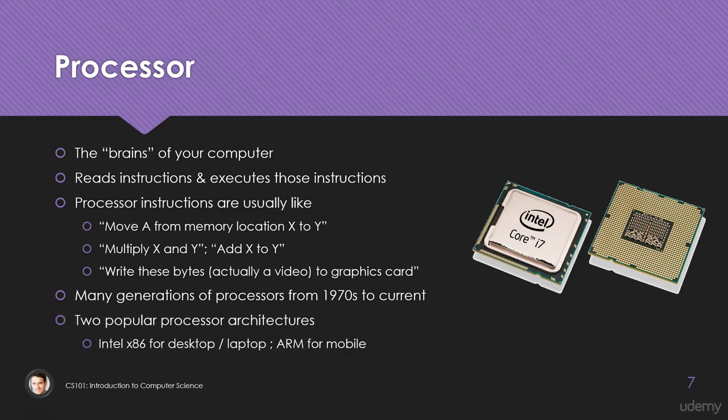And today there's two popular processor architectures you might have heard of: the Intel x86 architecture for desktops and laptops, and ARM processors for mobile. Again, we won't talk about this in more detail in this class, but you can look up about processors online.